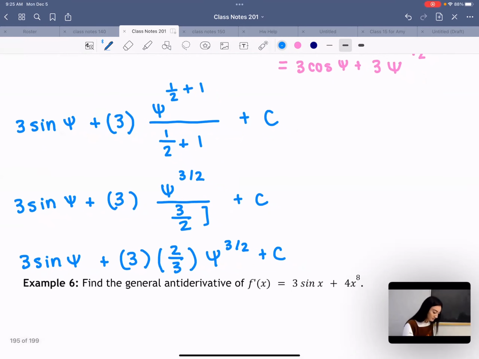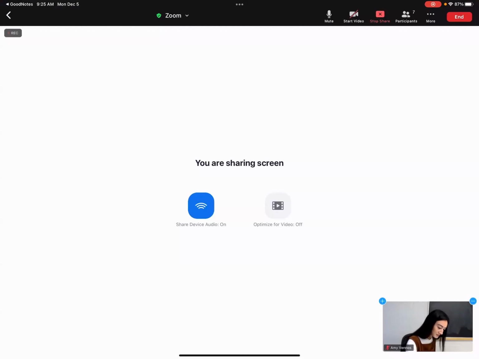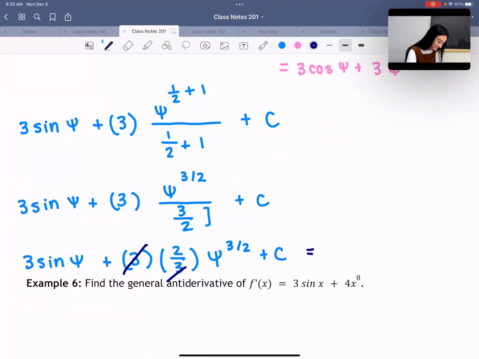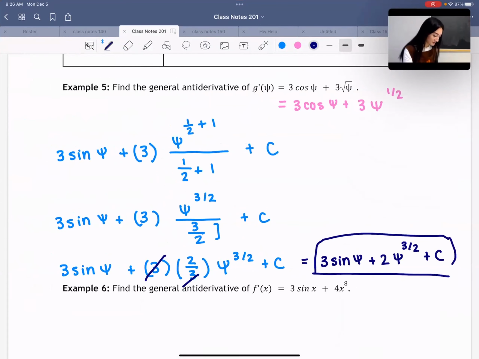Good. Now we're here. Well, looks like we're pretty lucky. The 3's cancel out, and we're left with, we're left with my face. Oh no. What? There we go. All right. We're left with 3 sine of psi plus 2 psi to the 3/2 plus c. And that is my final antiderivative. Okay. Any questions on example number 5? All right. Why don't we continue on? I want to do example 6 with you, and then maybe I'll try to leave you on your own.